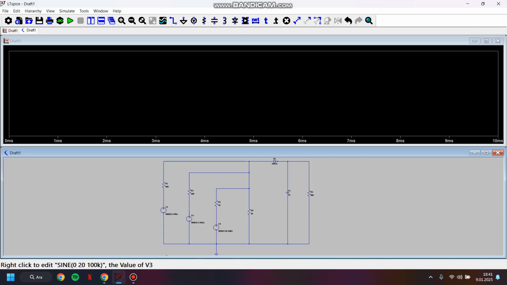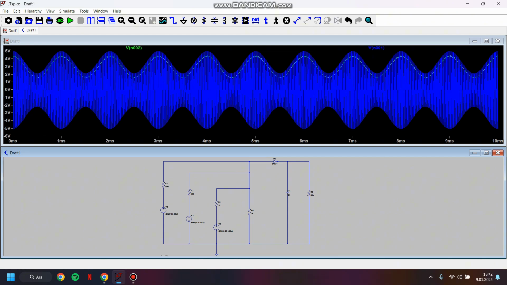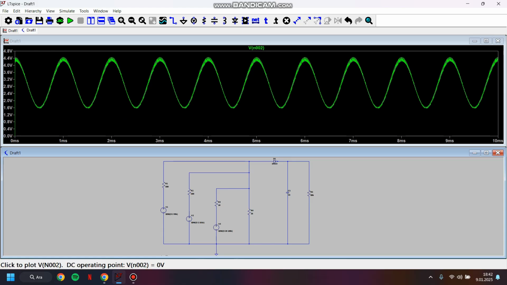After completing our circuit, we run the simulation and observe the AM signal on the oscilloscope. Okay, this is a demodulating signal, and this is AM modulation signal. As you can see, the information signal causes a variation in the amplitude of the carrier signal.